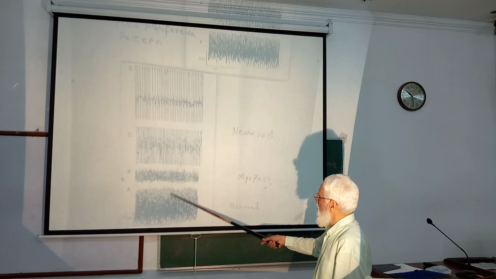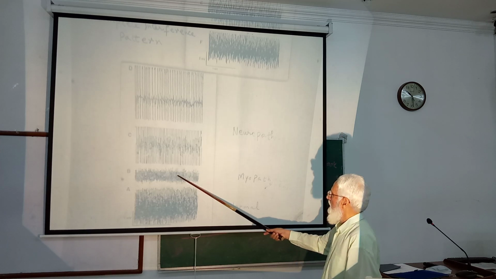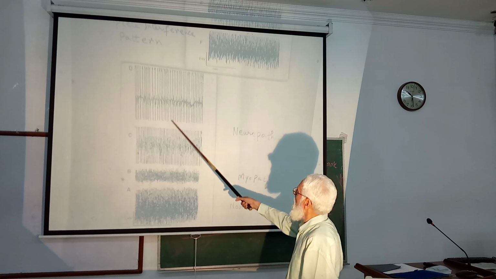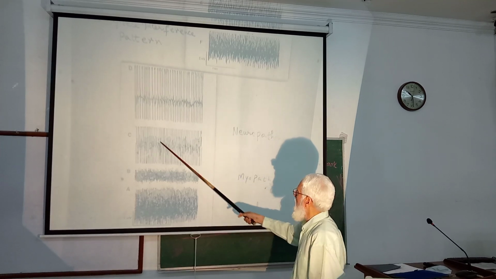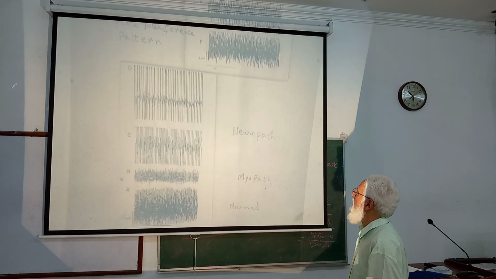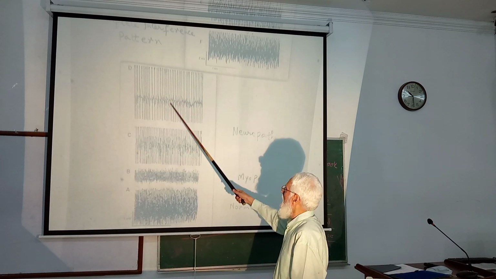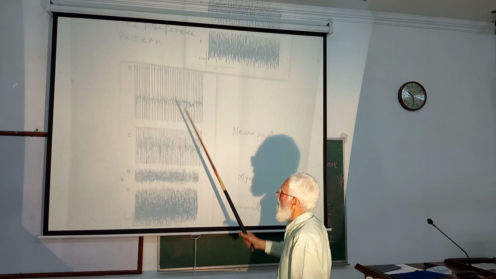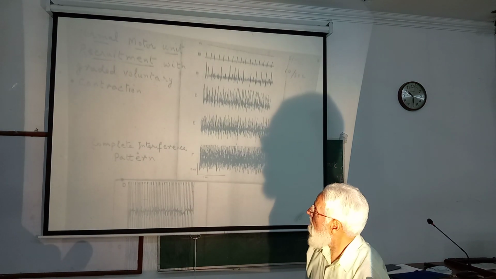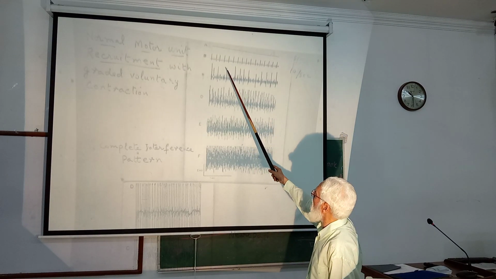You see, the amplitude of waves is low in the EMG of myopathy. And this is neuropathy. This is the pattern in the EMG when there is nerve disease. This is the activity when muscle is not contracted.